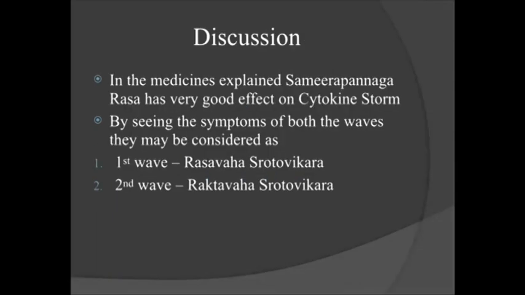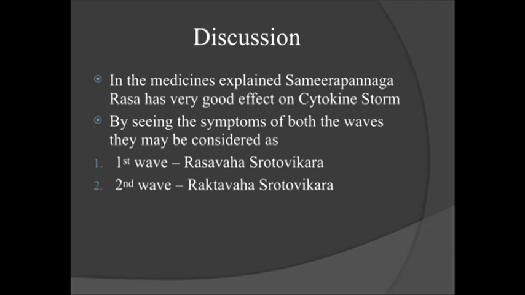Discussion in the medicines explained. Samira Pannagarasa has a good effect in the cytokine storm. What you can see in the immunocompromised patients, we can see the cytokine storm. Samira Pannagarasa has a very good role in reducing the cytokine storm. By seeing the symptoms of both the waves, they may be considered as first wave as a Rasavaha Srotovikara and the second wave as a Raktavaha Srotovikara.